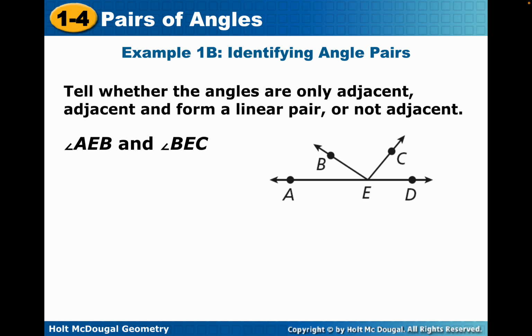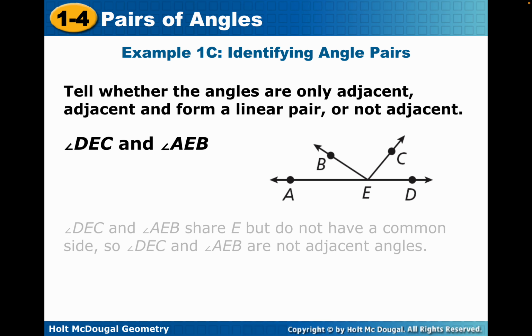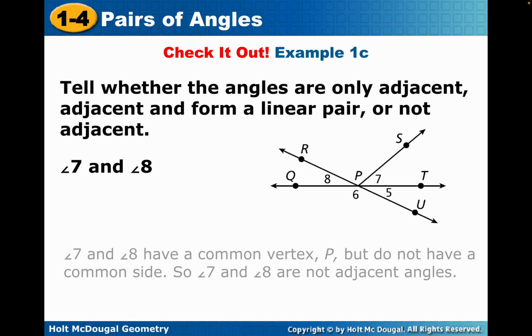Because this angle is not included. So it's just our AEC. So this is not a linear pair, but those are adjacent angles. E is the vertex of this angle, where the two rays meet. It has more examples, but we're not going to do those.